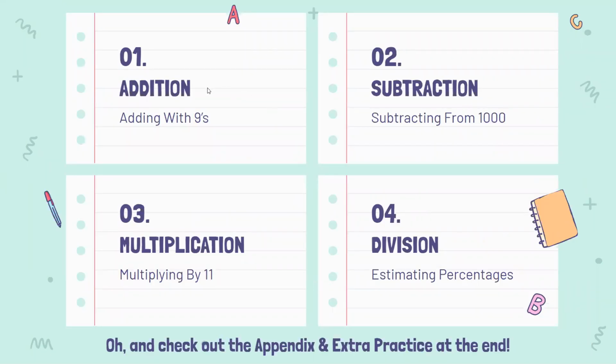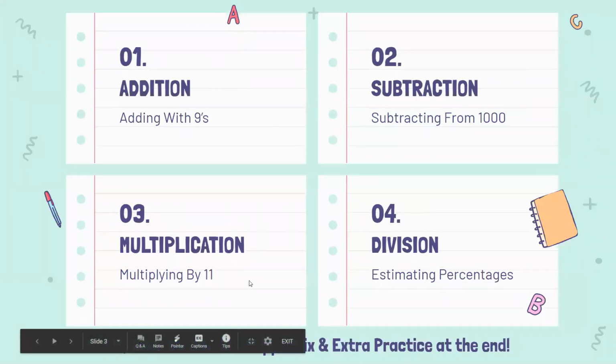First, we'll do an addition trick called adding with nines. We'll then do a subtraction trick called subtracting from 1,000. Next, we'll do a multiplication trick called multiplying by 11s. And finally, we'll do a division trick called estimating percentages. Don't forget to check out the appendix and extra practices at the very end.